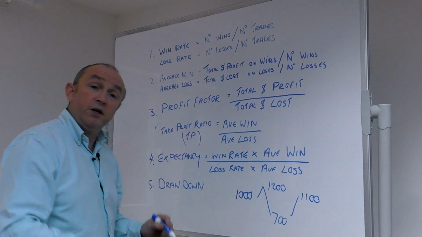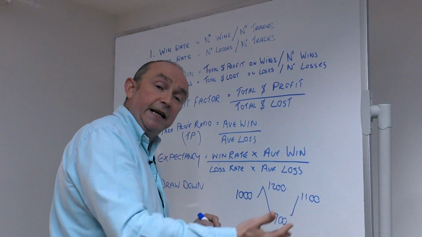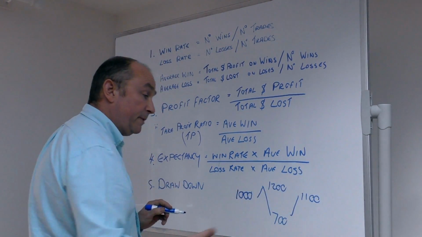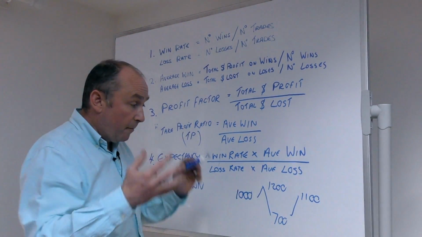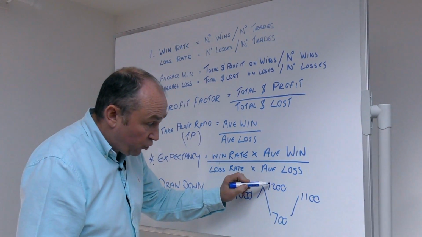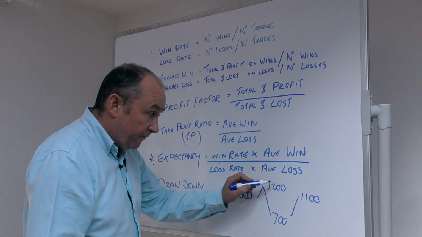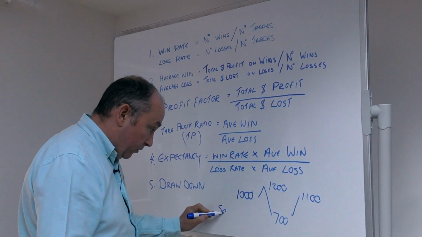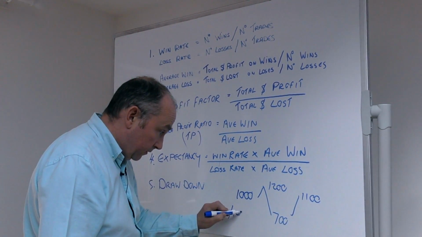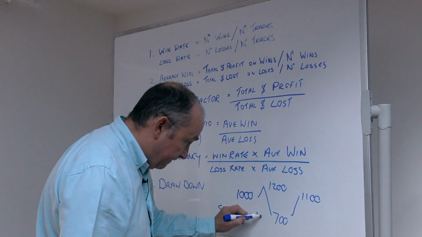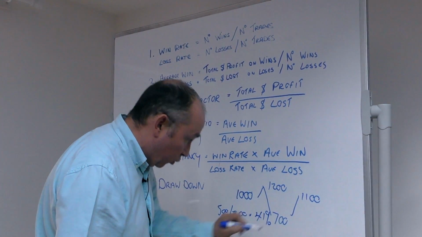Now, on paper, you've made 10% on that trade after the trading period. You've had a 10% gain on equity. But within that, you've actually had a drop of $500. Okay, $500 from 1,200. So 500 divided by 1,200 will give you about 41% drawdown.